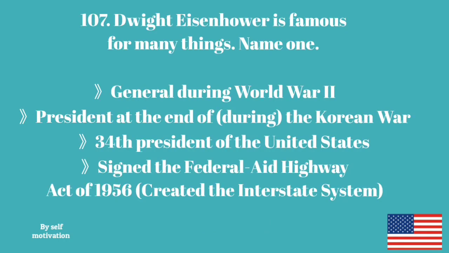Dwight Eisenhower is famous for many things. Name one. General during World War II. President at the end of, during the Korean War. 34th President of the United States. Signed the Federal Aid Highway Act of 1956. Created the interstate system.